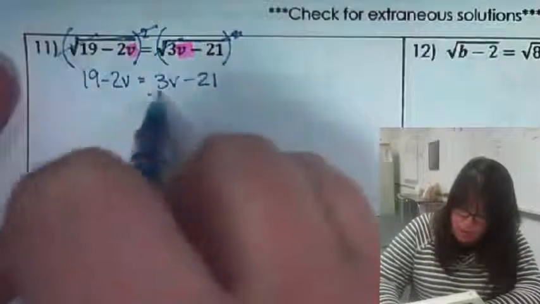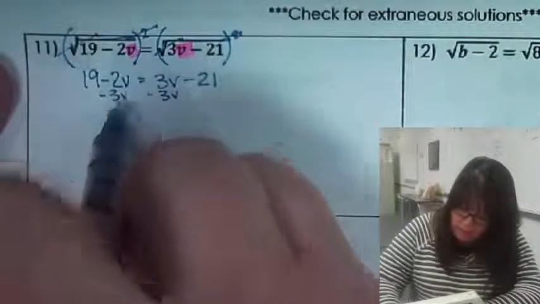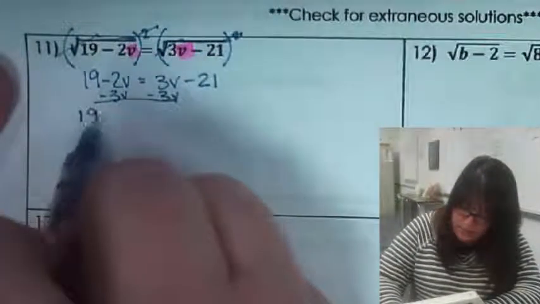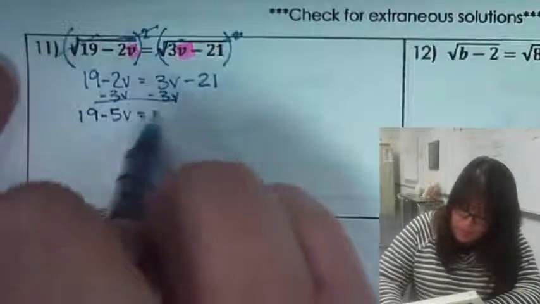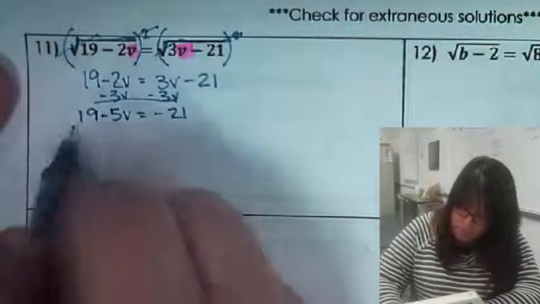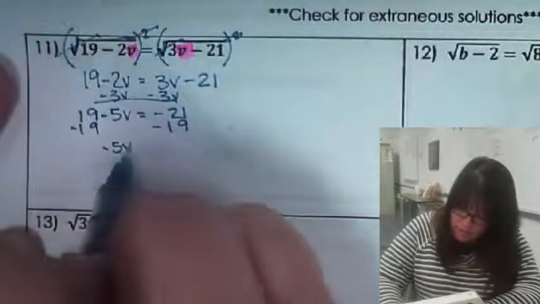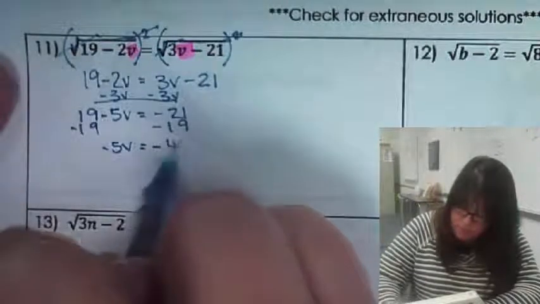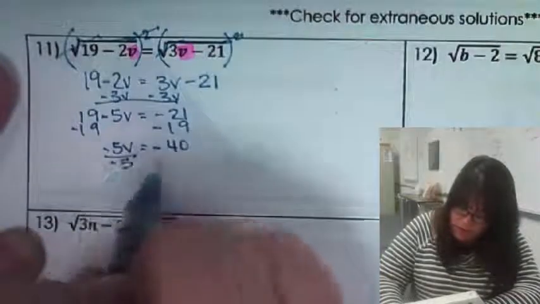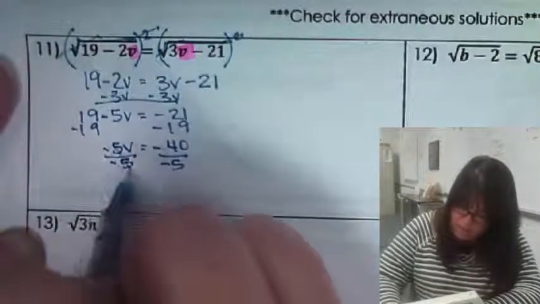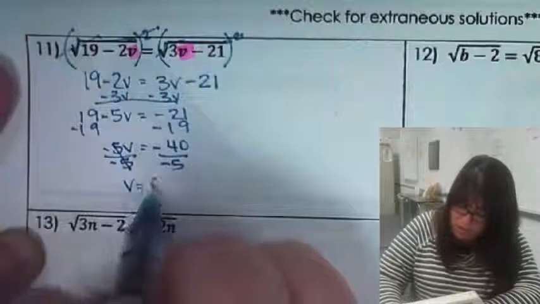I'm going to move my variables over to my left. 19 is not changing yet. And there we go. And now I'm going to move my constant over to my right. It's going to be negative 40 divided by negative 5. And these will cancel, leaving me with v equals positive 8.